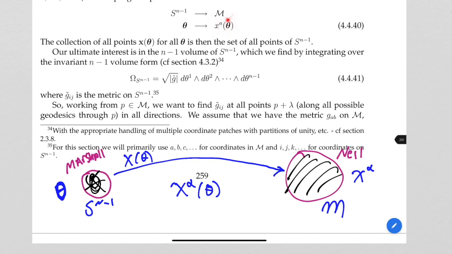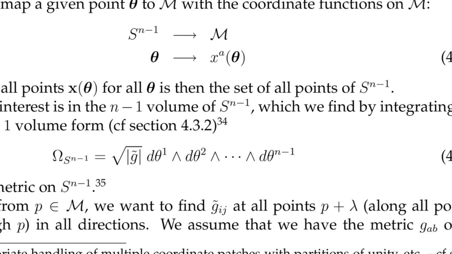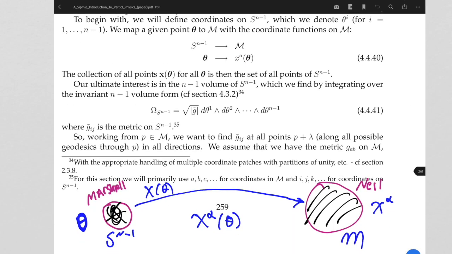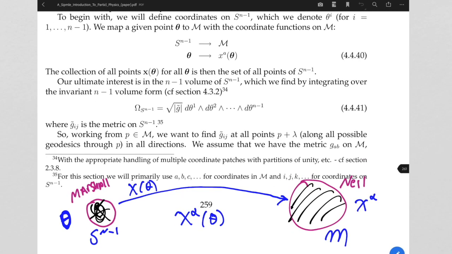I'm going to use the A. Actually, I think he's going to distinguish between A and B, so I'm going to try to keep his notation. He's using not alpha, but just A, the Latin letter A. So let me try to do exactly what they're doing. I know I'm going to screw that up at some point in this.